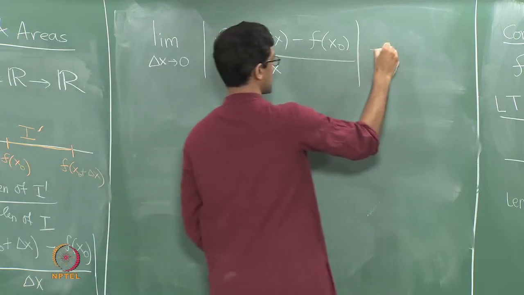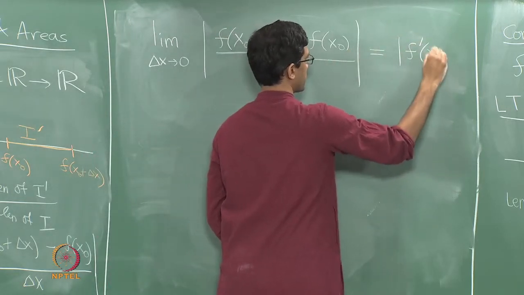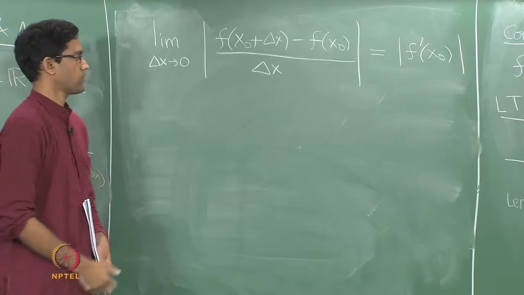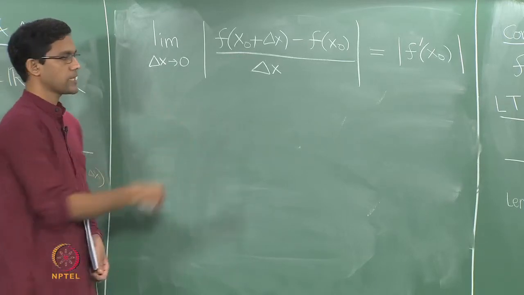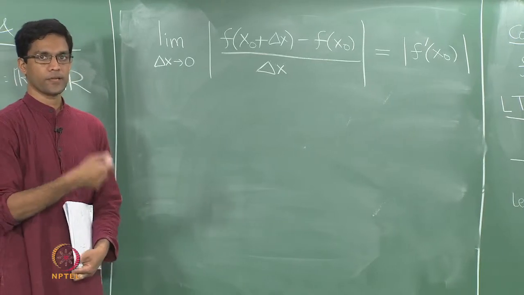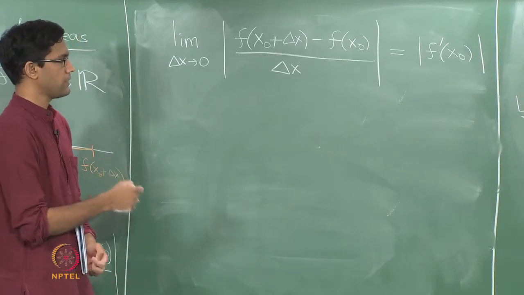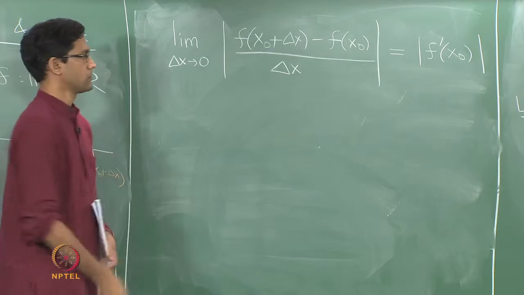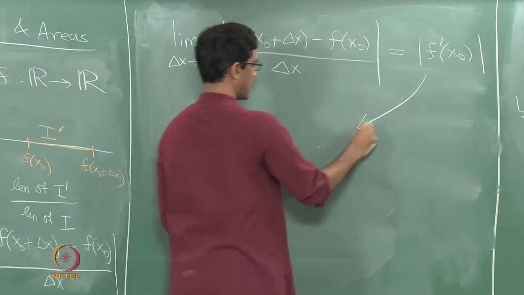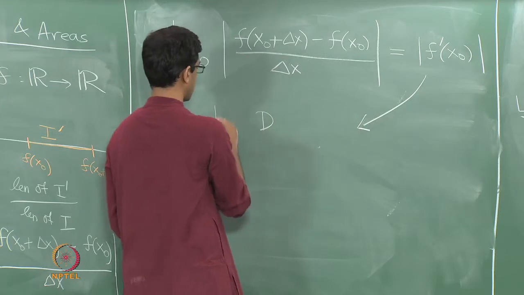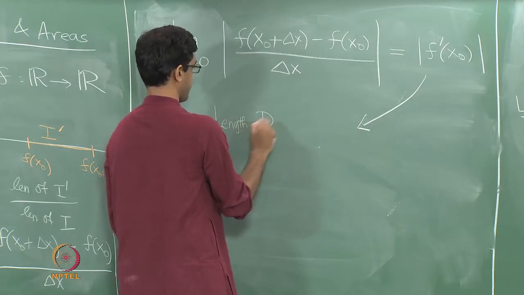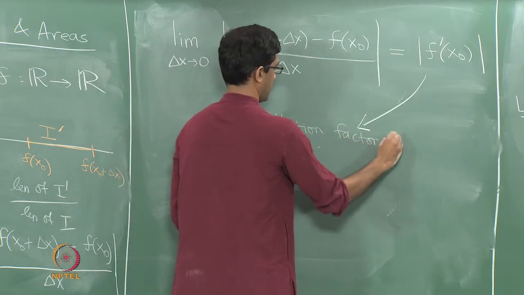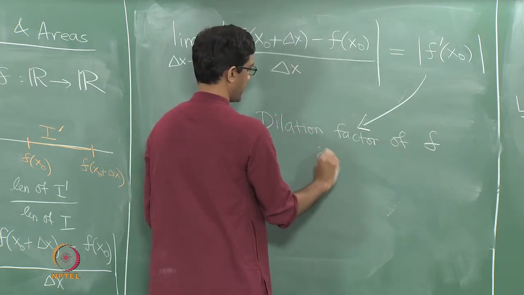This quotient here is of course just the derivative. So assuming the derivative at x0 exists, that this limit exists, what you have is just the absolute value of the derivative at that point. What this analysis tells us is the following geometrical interpretation of the derivative: the absolute value of the derivative essentially tells you the dilation factor at that point. This is exactly the length dilation factor of the function f at the point x naught.